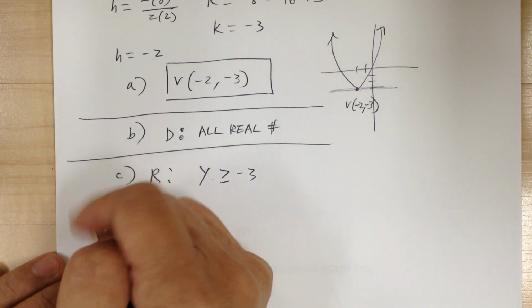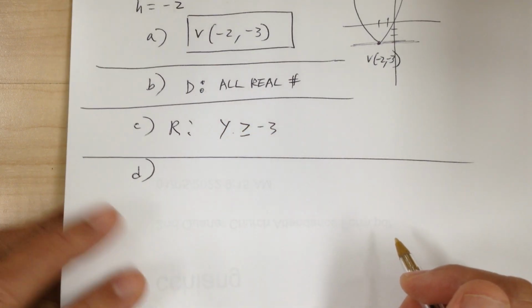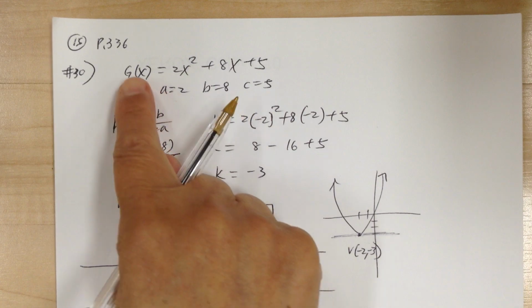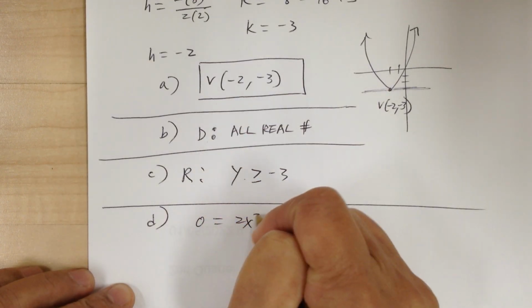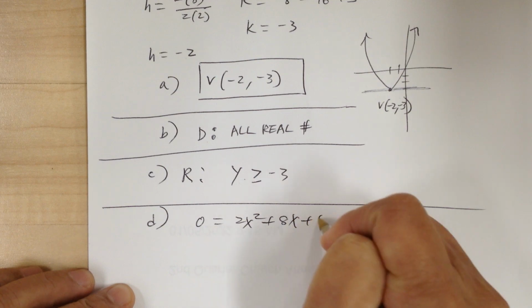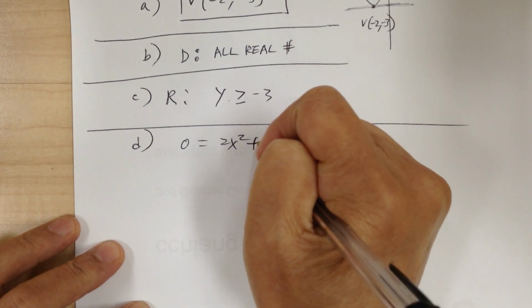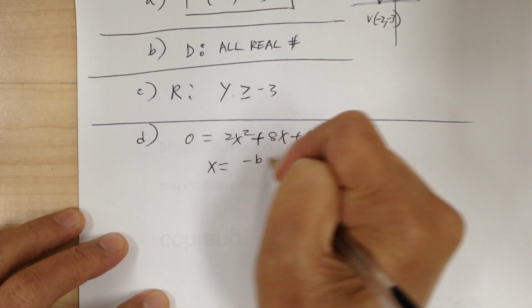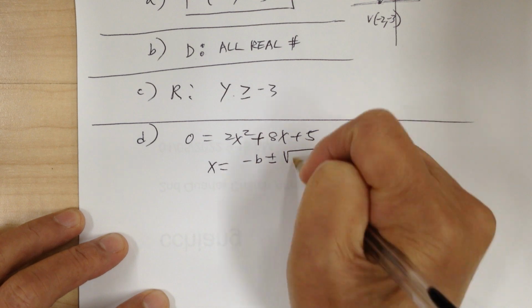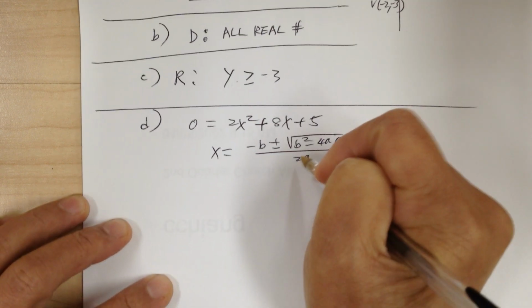Now let's do part D. You're looking for the zeros. To look for zeros, you set your equation equal to 0. So you're going to get 0 equal to 2x squared plus 8x plus 5. For this one, it's not factorable, so you have to use the quadratic formula. So x equal to negative b plus or minus square root of b squared minus 4ac over 2a.